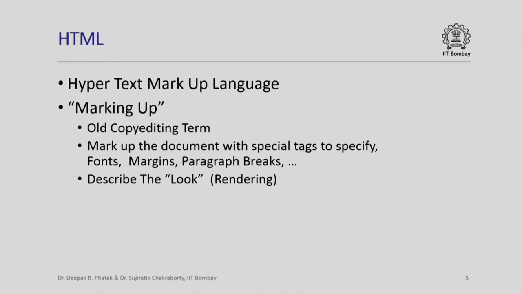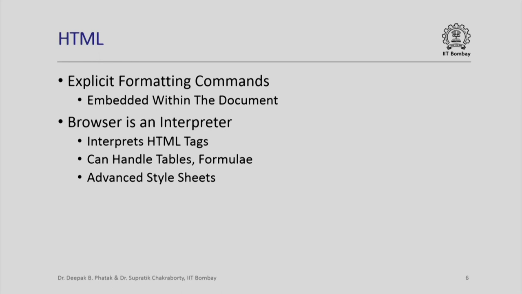Please remember that HTML is about describing the look of a particular text material on the page, or what is related to rendering of our text on computer screens. There are explicit formatting commands which are embedded within the document itself. The browser is incidentally an interpreter. As I mentioned, you have a C++ compiler which understands your C++ programs and executes them. Similarly, a browser is an interpreter which understands all HTML tags. It can interpret those tags, can handle tables, formulae. There are advanced style sheets which we'll look at briefly later.